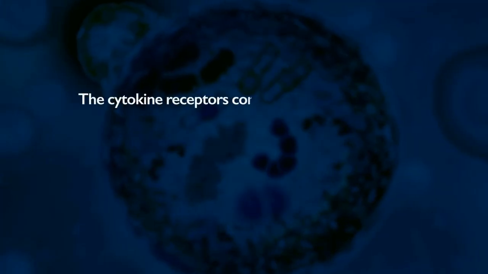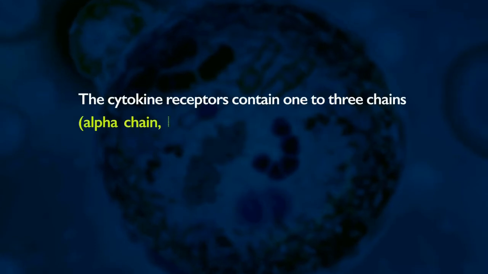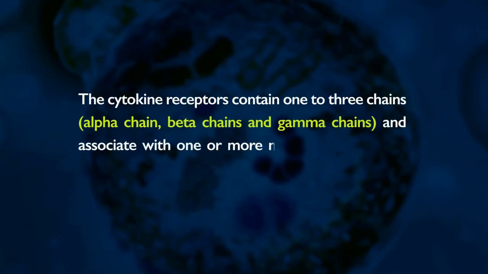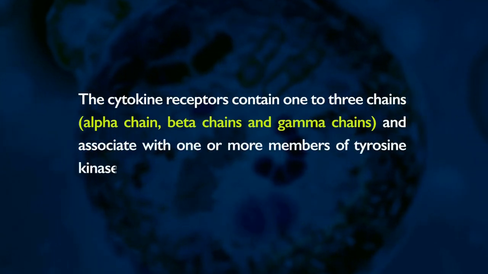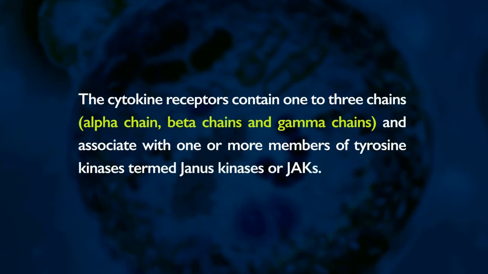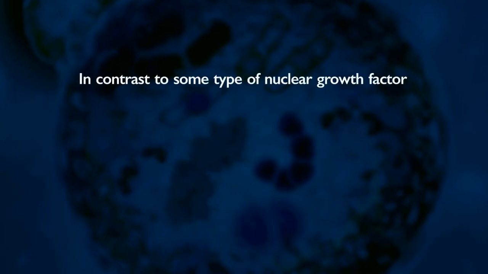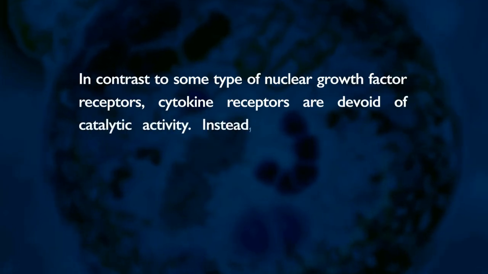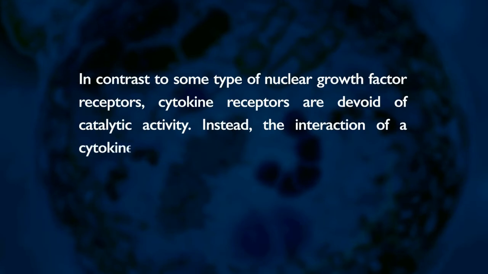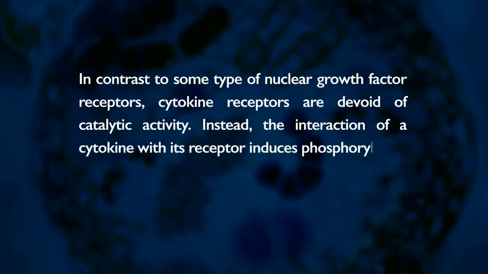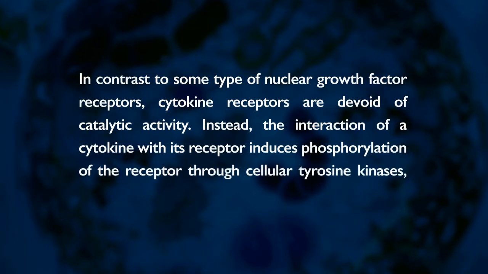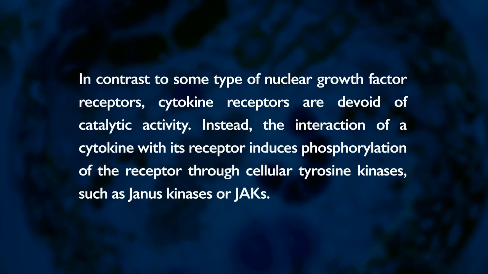The cytokine receptors contain 1 to 3 chains, that is alpha chain, beta chain, and gamma chains, and associate with one or more members of tyrosine kinases termed Janus kinases or JAKs. In contrast to some types of growth factor receptors, cytokine receptors are devoid of catalytic activity. Instead, the interaction of a cytokine with its receptor induces phosphorylation of the receptor through cellular tyrosine kinases such as Janus kinases or JAKs.